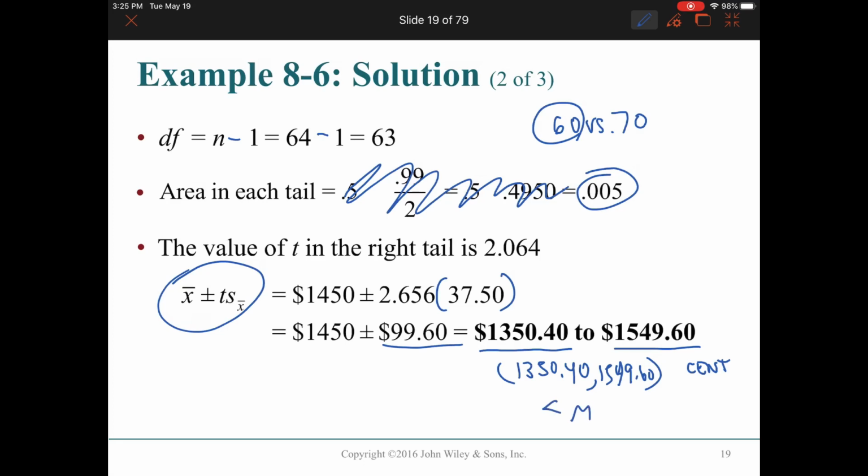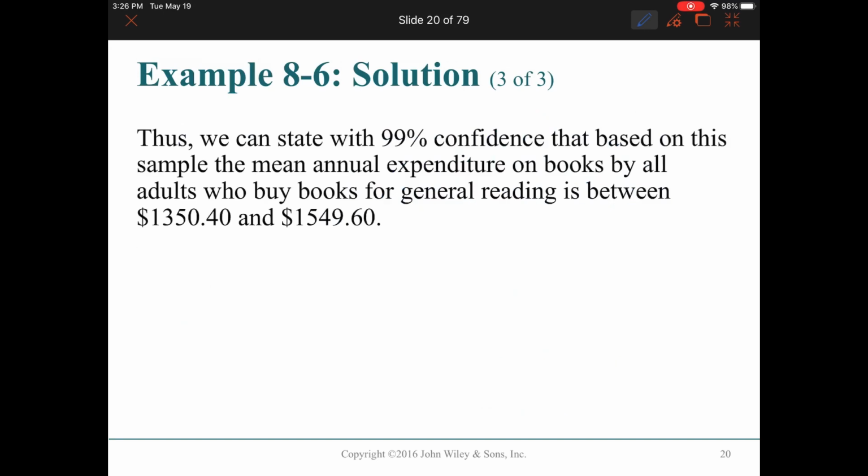So 1350 and 40 cents, comma 1549, 60 if you'd rather do it that way, or you could do where mean is in between the two, and we just fill those numbers in. So both of those are acceptable as well. But use the same level of accuracy. 2 decimals here is just right. Don't give me 1 decimal and then 6 decimals. That just looks a little bit out of kilter.